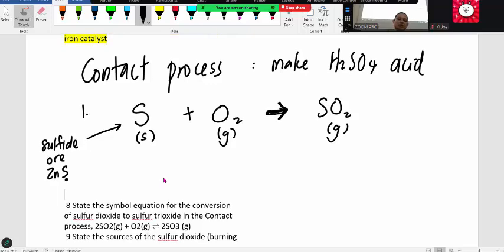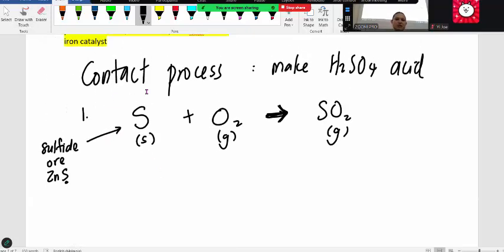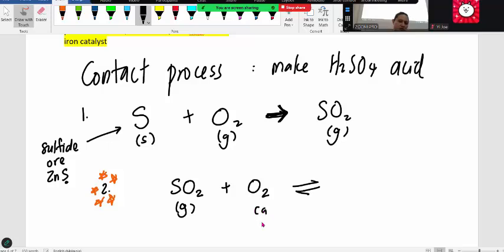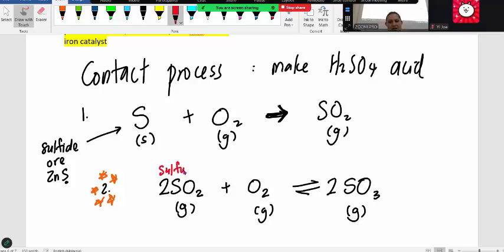Okay, now the second equation is the one that you need to remember. Okay, so this is the first part one. Okay, part two. Okay, this is the important one. Okay, because this one is sulfur dioxide gas react with oxygen. This reaction is reversible. Okay, this is sulfur dioxide gas react together with oxygen to produce sulfur trioxide gas. Okay, so obviously gas and then reversible.